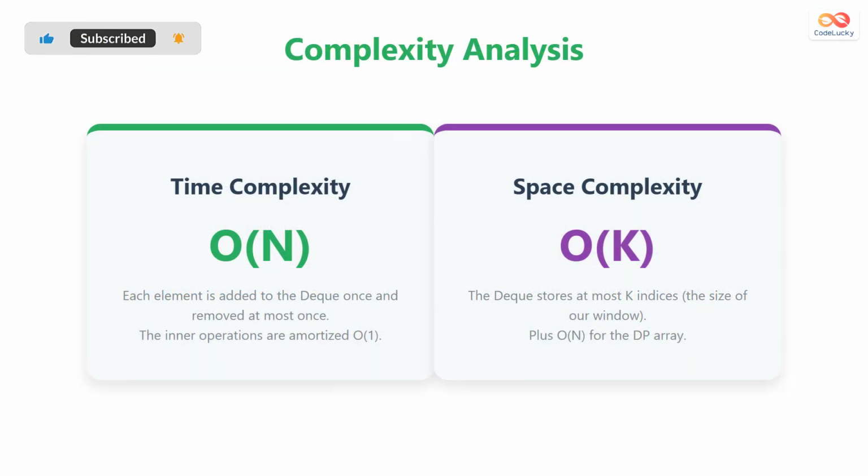By using this sliding window optimization, we reduce the time complexity to O of n. Every element is added and removed from the deque at most once. The space complexity is O of k, since the deque never grows larger than the window size, plus the dp array size of n.